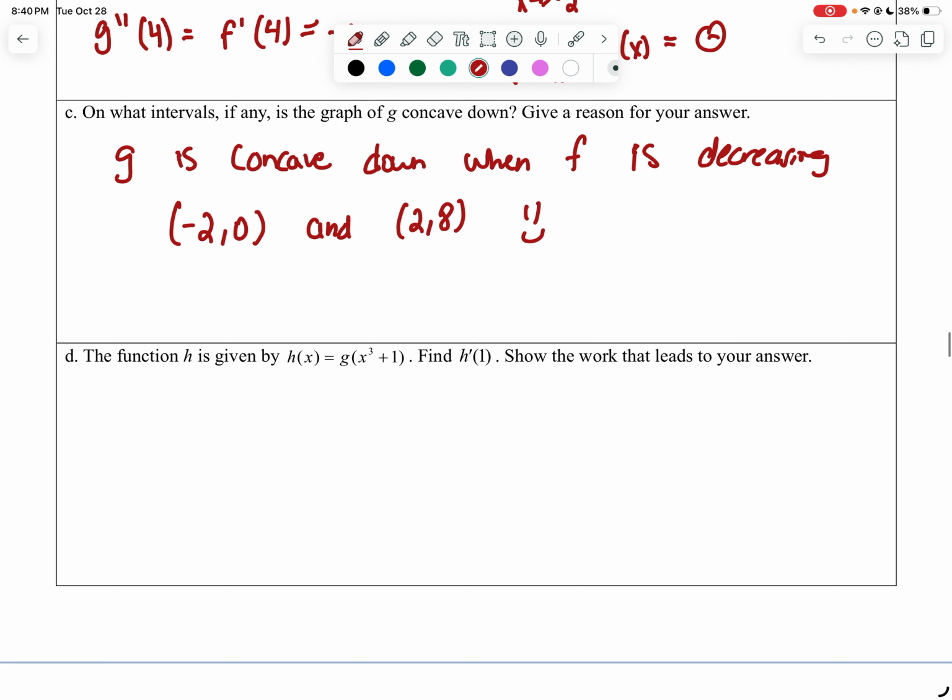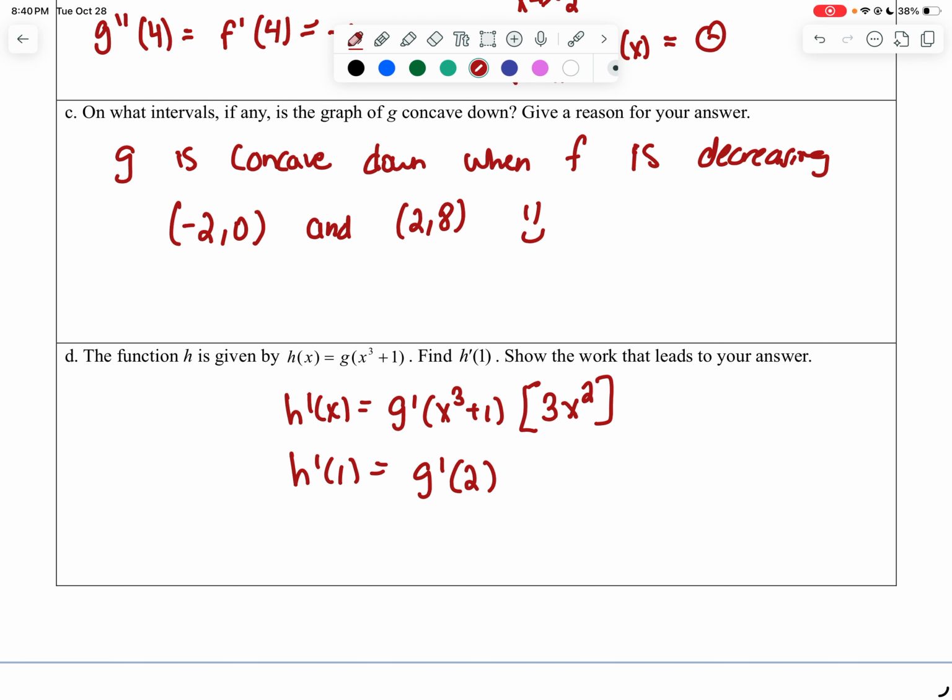All right, last one. We have this function right here, and we want to find h prime of 1. We got to figure out the derivative, so just use chain rule here. And then we got to plug in 1. That's just 1. Well, yeah, 1 times 1 is 1. So that's 3 times g prime of 2.